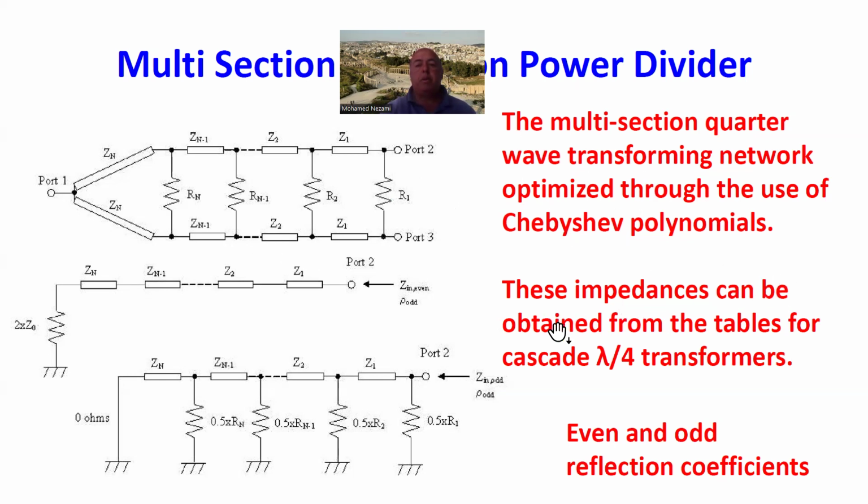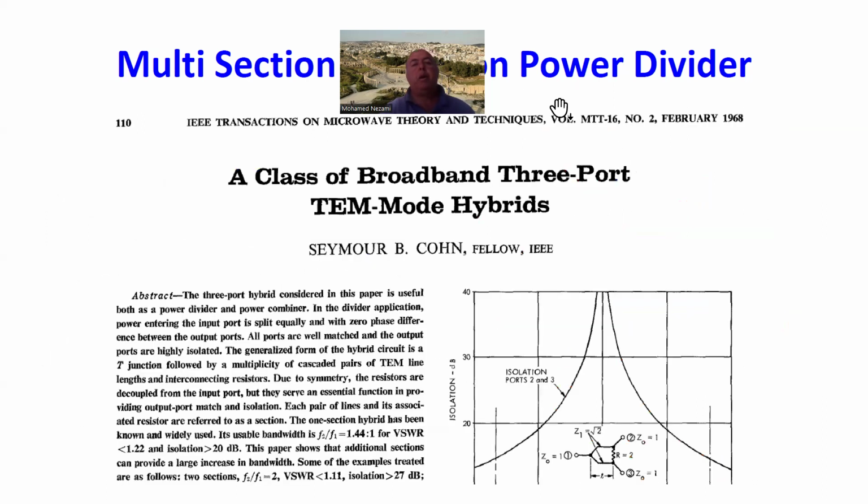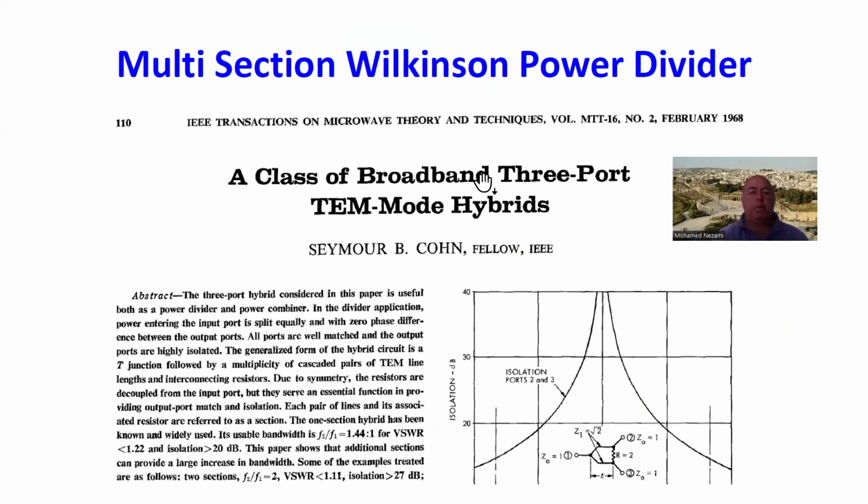Now, these impedances can be obtained from the tables for cascaded lambda over 4 transformers, okay? Now, the even and odd mode reflection coefficients is basically how the principle of this is done, okay? As an example, almost everybody that took a course on this in graduate school usually resorts to this paper here by Seymour Cohn, and this was done in 1968 when I was almost 2 years old.